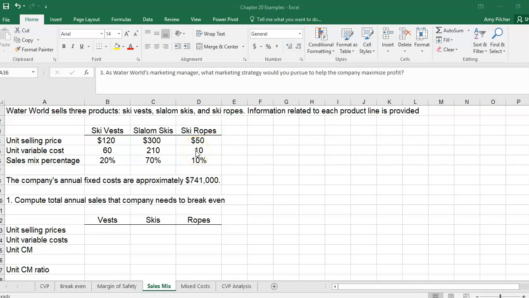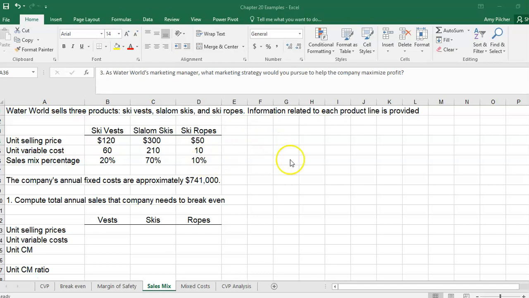So we've been looking at examples where we only sell one product. Now we're going to look at an example where we sell 3 products. So when we use 3 products, we can use their sales mix percentage to create an average contribution margin across the sales mix. So we have information about the 3 products that we sell: vests, skis, and ropes. We have selling price, the variable cost, and what our percentage of sales mix is.